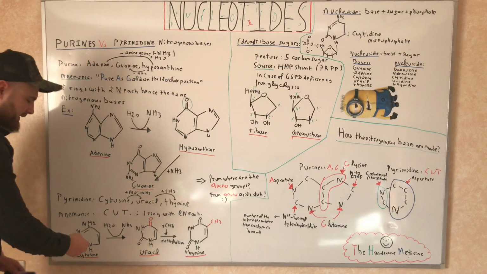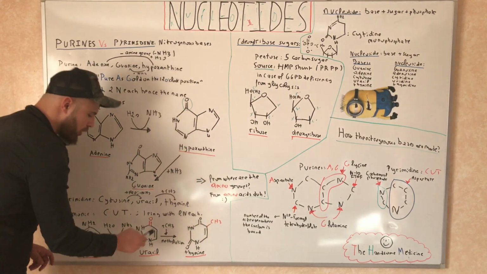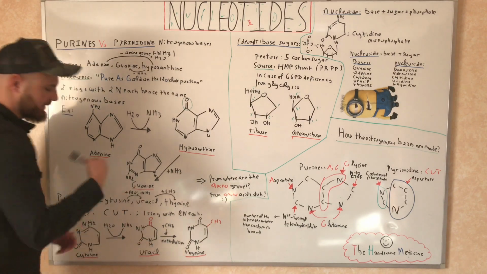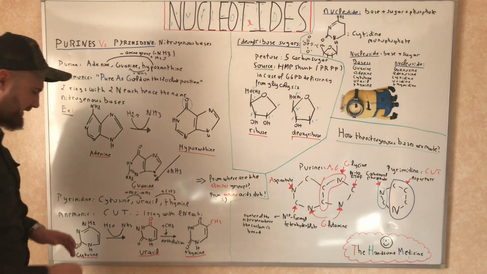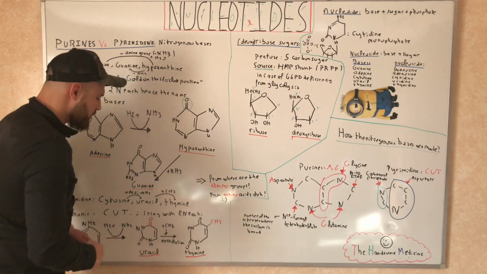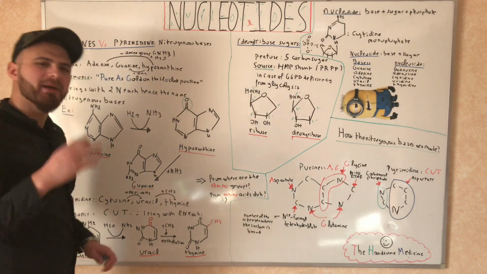And you do the hydrolysis of the cytosine and you take off the amine group and you get two oxygens here, and then you get uracil. As simple as that. So it's deamination, like here from adenine to hypoxanthine. Then you go from uracil to thymine by a methylation.